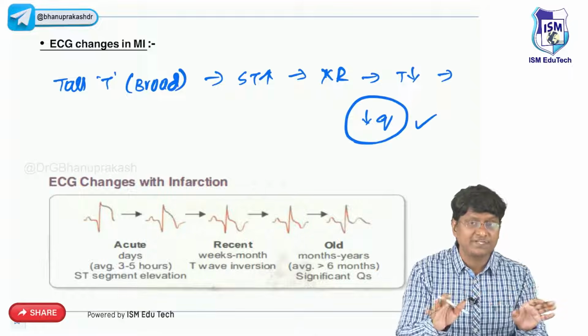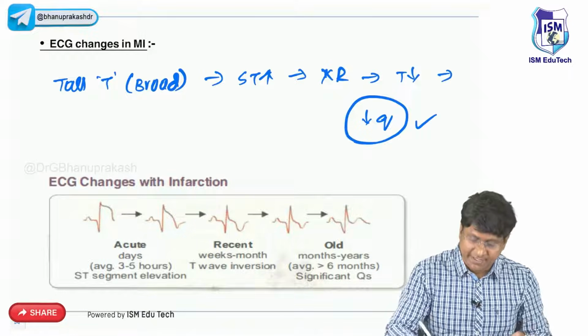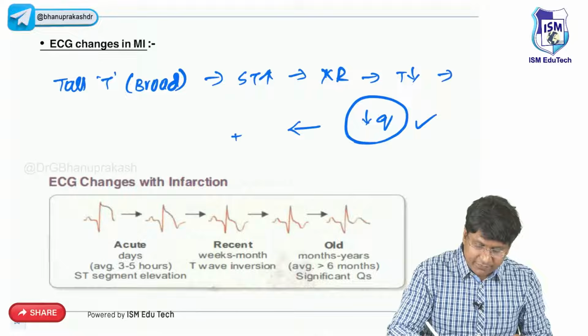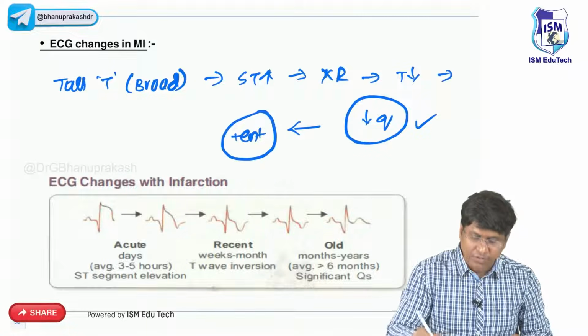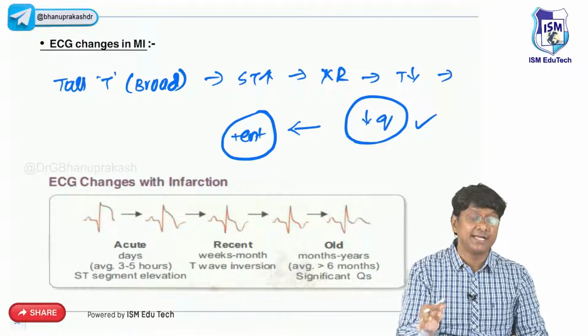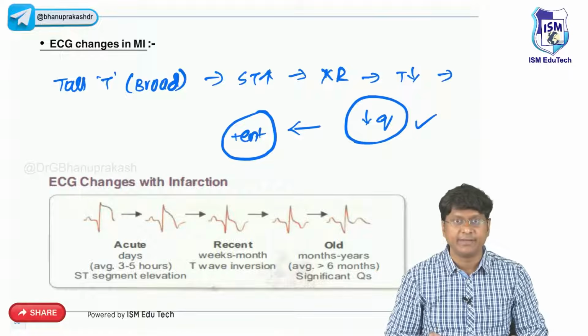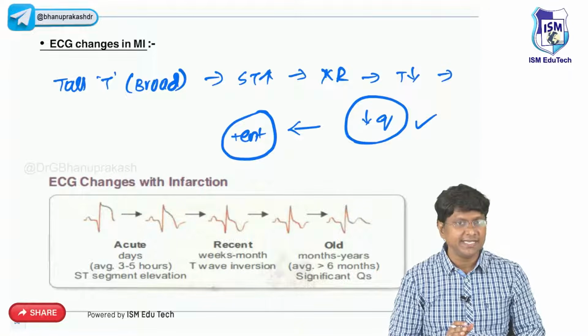And once the MI has been resolved, all the changes will disappear. Only this pathological Q wave will be present. And only when the pathological Q wave is present, that tells that the individual has an old MI. So these are the ECG changes in MI, right?